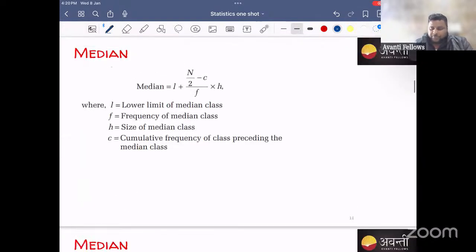Now there is a formula for grouped data. If there is grouped data, then there is a formula for this.